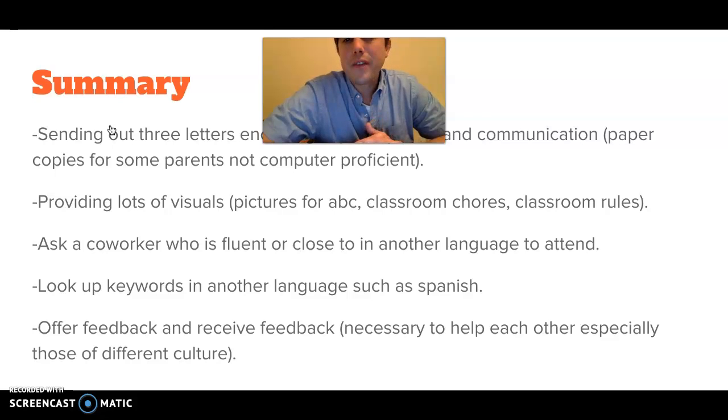And finally, offer feedback and receive feedback. This is necessary to help each other, especially those of different cultures. We learn from teachers, and we learn from parents. So I think it's important, as the textbook states, to create that partnership between the two.